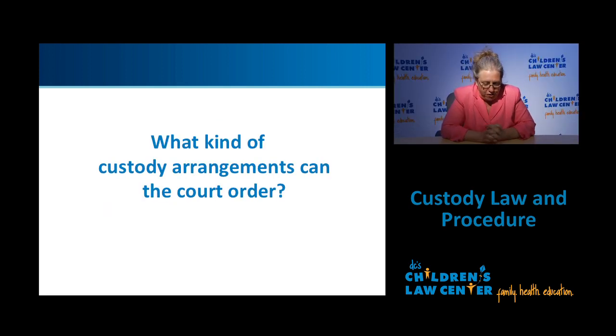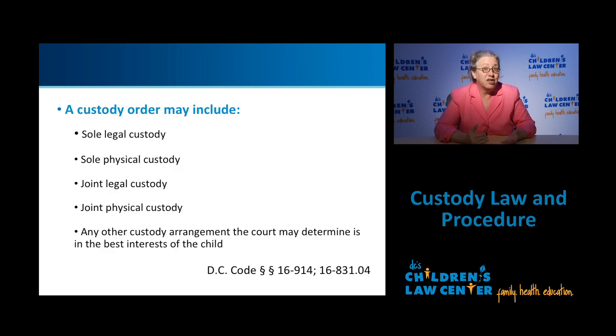So I want to take this one step further and kind of meld this discussion about who has rights, who can get rights, and what custody really is, to talk about what kind of custody arrangements a court can order. So you can start to think about what the court's power is, what parties might be willing to agree to, what the court can order, and ultimately what is in your little client's best interest, what is in the child's best interest. You need to know what the playing field is so that you can move forward accordingly. The DC custody statutes say that a custody order may include sole legal custody, sole physical custody, joint legal custody, joint physical custody, or any other arrangement that the court determines is in the best interest of the child.